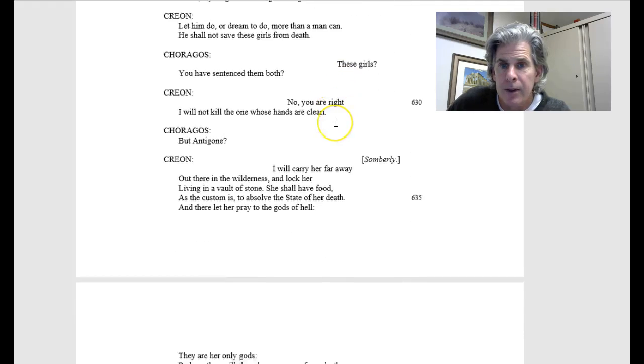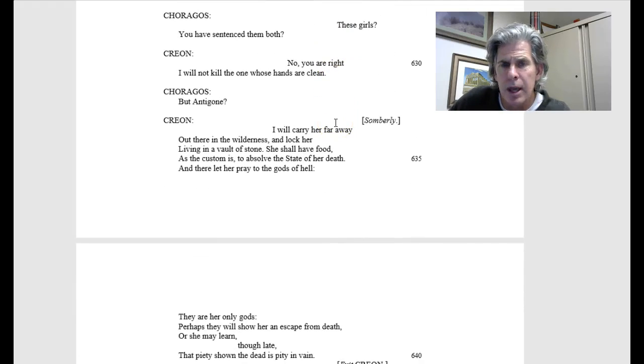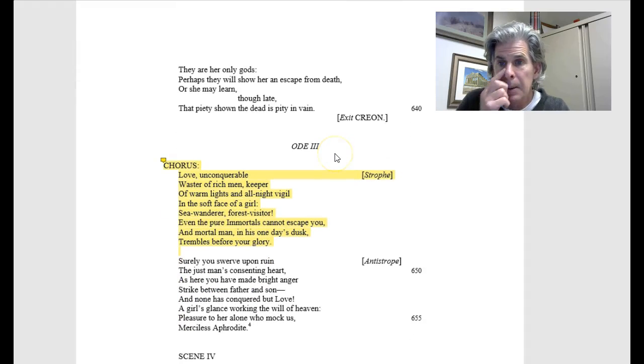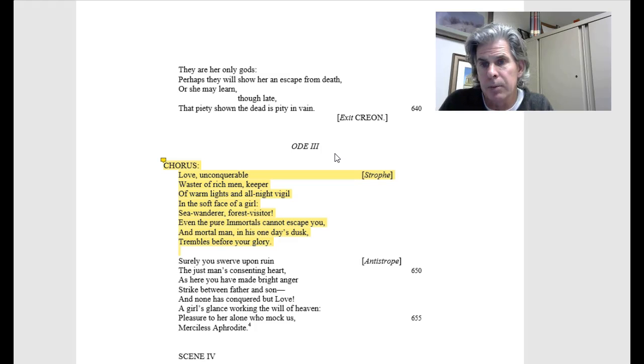Okay? And think about what he came out with in scene 1. But also keep in mind what I'm not going to get to, which is scene 5. Okay, he's not just a jerk, even though he's being a jerk here. Okay, and the chorus says this is a wonderful thing here. This line is, and this is Ode 3, a little bit past halfway.